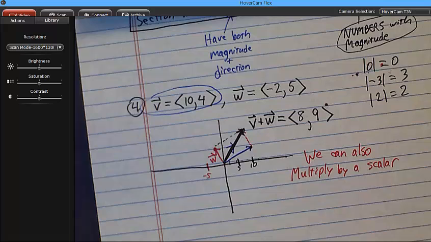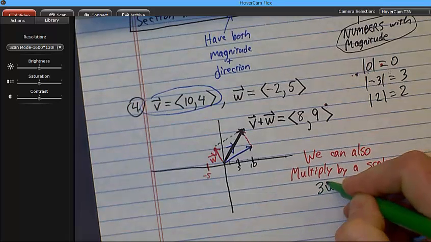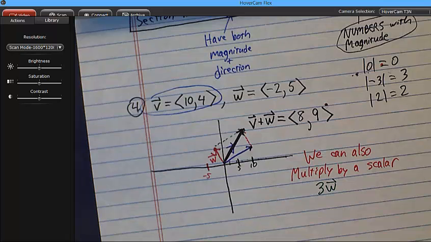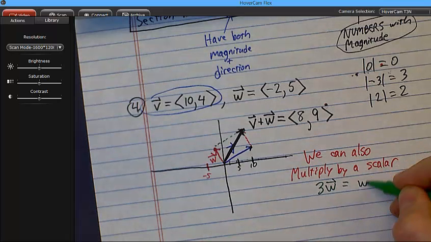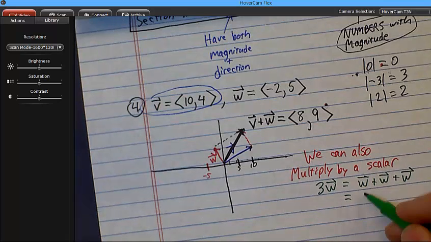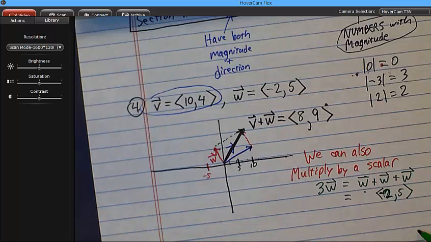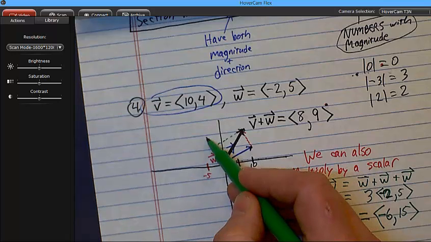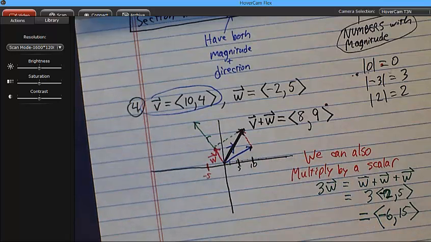So, for example, let me draw for you 3W. Well, all that means is W plus W plus W. Could you guys figure out what that is? What is it? Again, what is W? Oh yeah, it was negative 2, comma 5, right? And we're going to add that to itself 3 times. So what are we going to get? Negative 6, comma 15. And sure enough, you could see it on the picture. If you had 3 of these things, you would be at negative 6, 15.